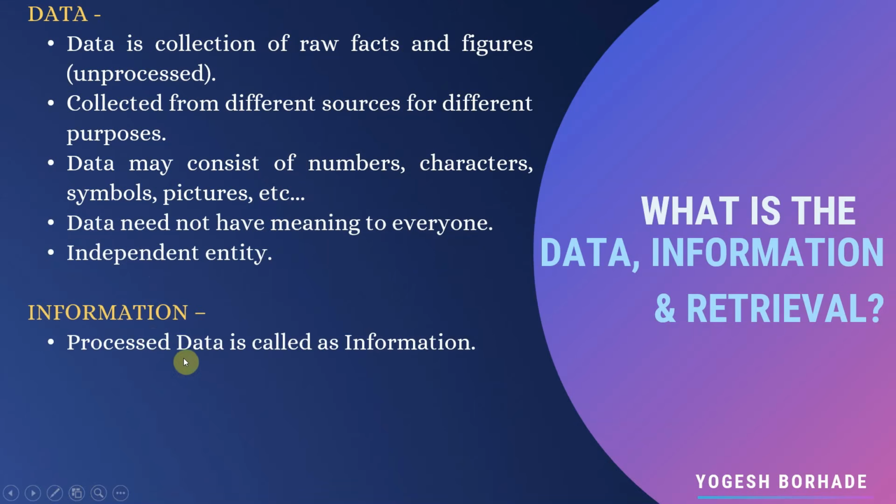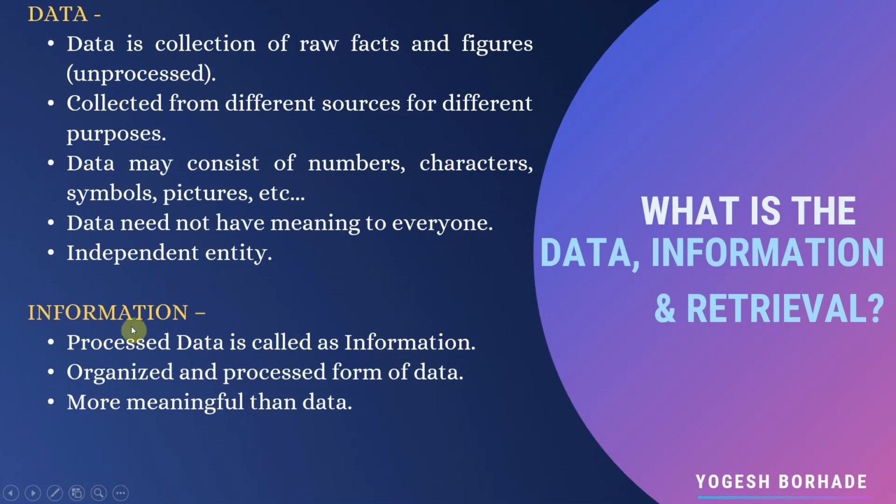So information is nothing but processed data, or the processed form of data is called information. So this unprocessed data is converted into information by processing this data. This information is the organized and processed form of data. Then information is more meaningful than data. As we said that data is mostly meaningless, information adds meaning to that data. So that's why it is said that information is more meaningful than data, and it depends on data.